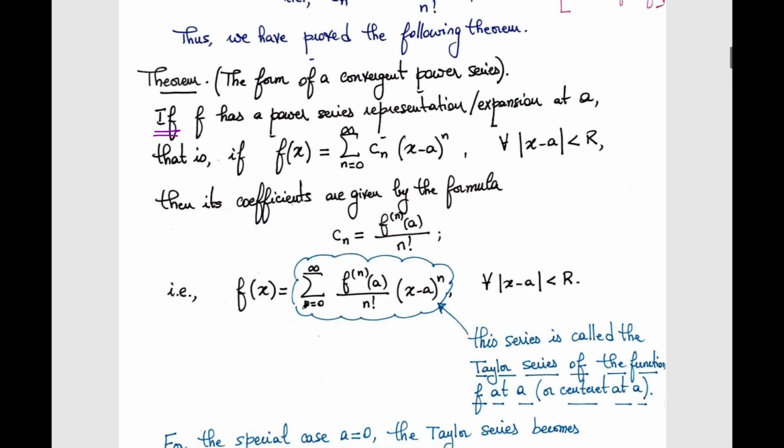And this is what's called the Taylor series of the function f at a, or the Taylor series of the function f centered at a. So this is what we refer to as the Taylor series of the function f, because f is the ingredient here, the function involved, and a is the point we're talking about. So they are part of the name.